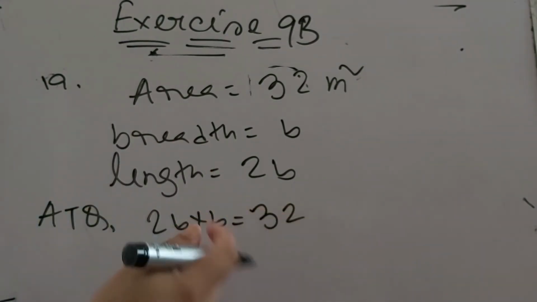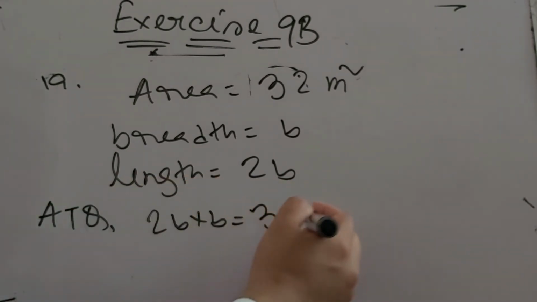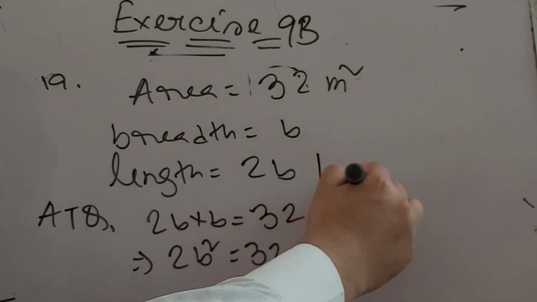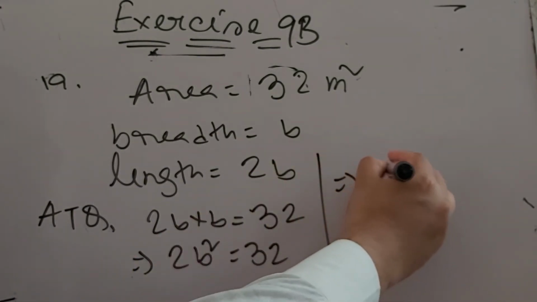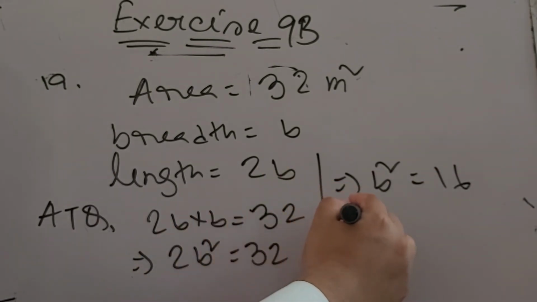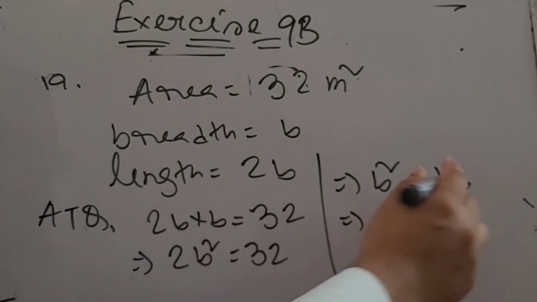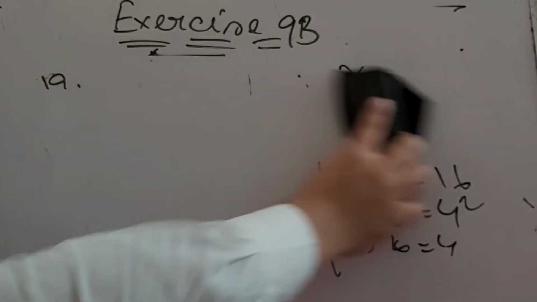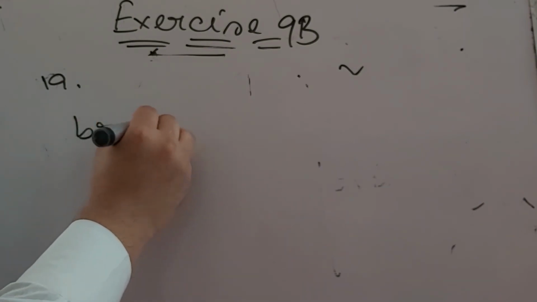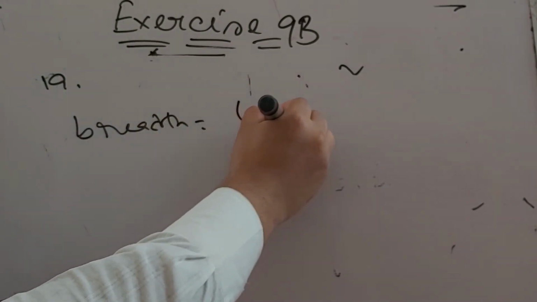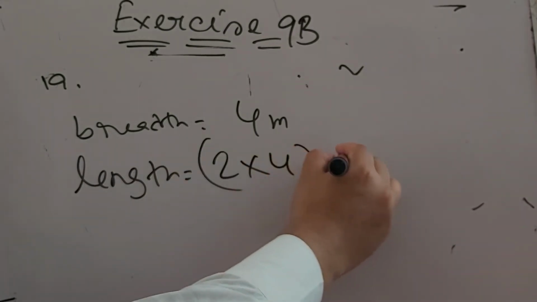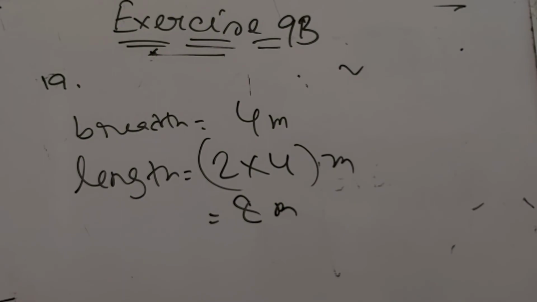Both are the same thing. So now we have to find the breadth first. 2b into b is 32. That means 2b square equals 32. If 2b square equals 32, then we can divide both sides by 2. That means b square equals 16. What is 16? 16 means 4 square. So b equals 4, and that is the breadth. If the breadth equals 4 meter, then what will be the length? Length equals twice the breadth. That means 2 times 4 meter, that means 8 meter. So here the length equals 8.